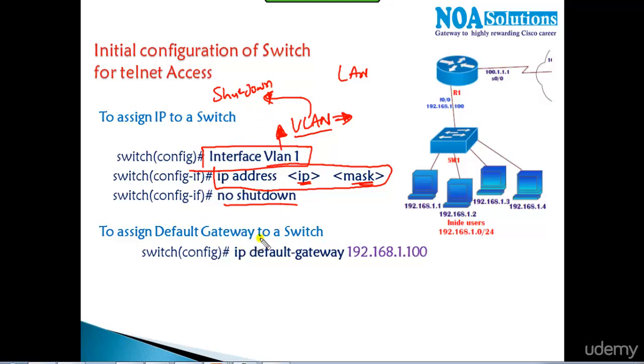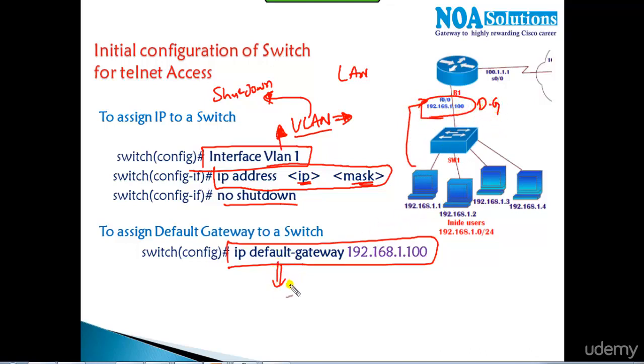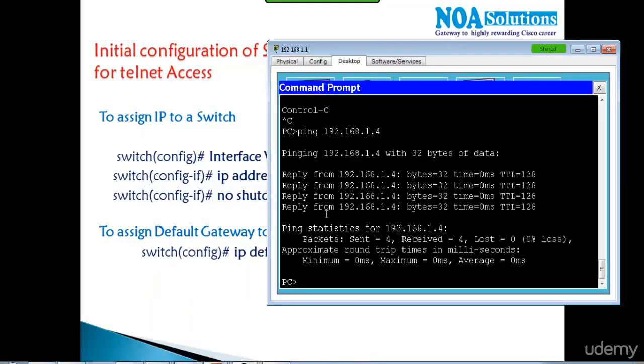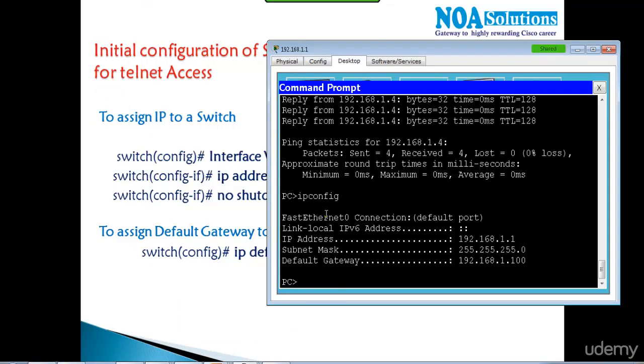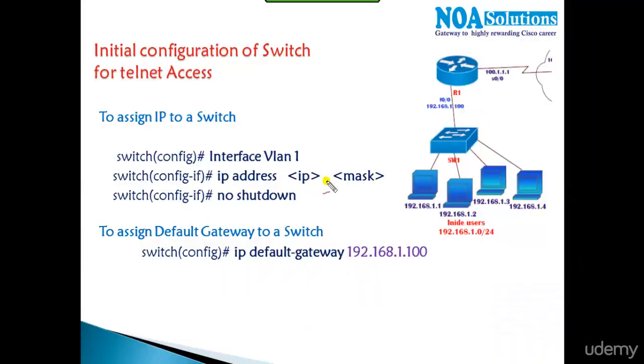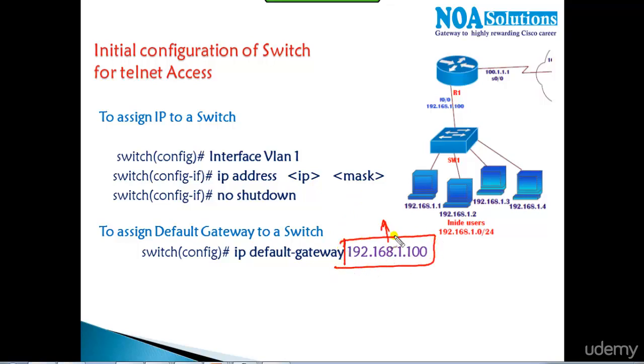And then there's one more thing we can assign: the IP default gateway. This command is used to tell the switch who your router is. Who is my router? That is the default gateway, and generally we give it in this format. Now this IP default gateway is equivalent to the setting we configure on the PCs. Both are the same. In the case of PCs we configure it in a separate tab or separate option, whereas in the case of switches we tell who the gateway is with this command.